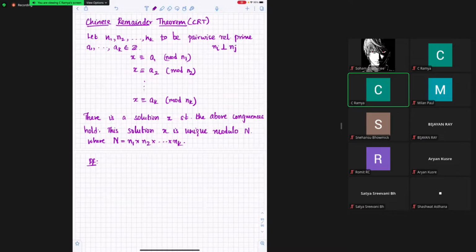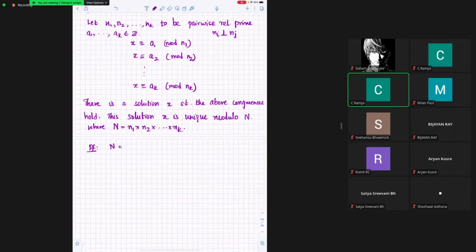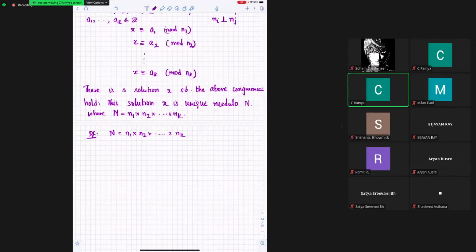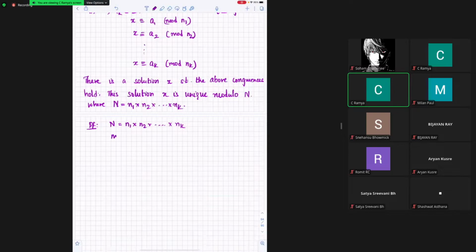So let's try to prove this. Now we have that N is this number n1, n2, and so on. So for convenience, I just want to define another number Ni, which is capital N by ni. Okay. So this is just n1 to nk divided by ni. So it's the product that will just miss i. It's all those nj such that j is not equal to i. So what can you say about the GCD of ni and Ni? I know that these ni's are relatively prime.